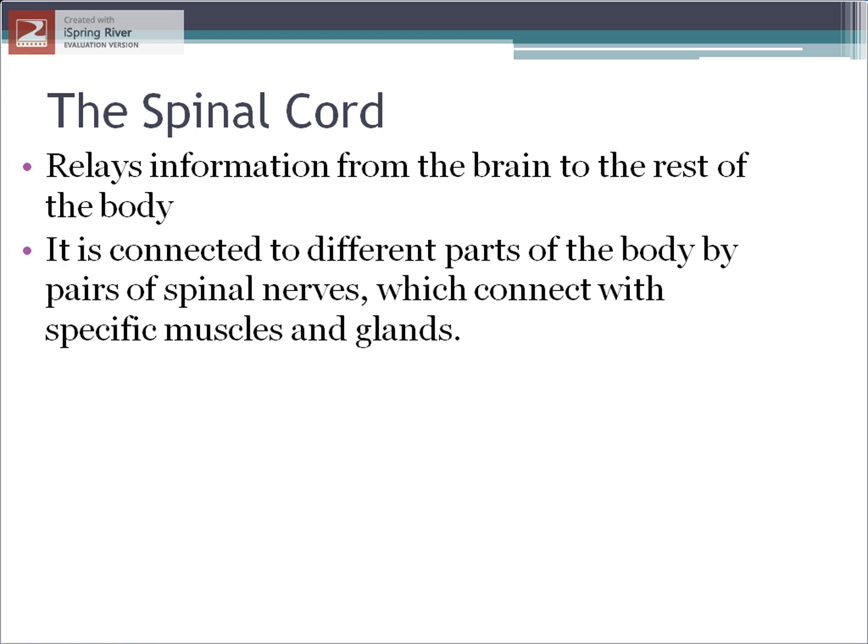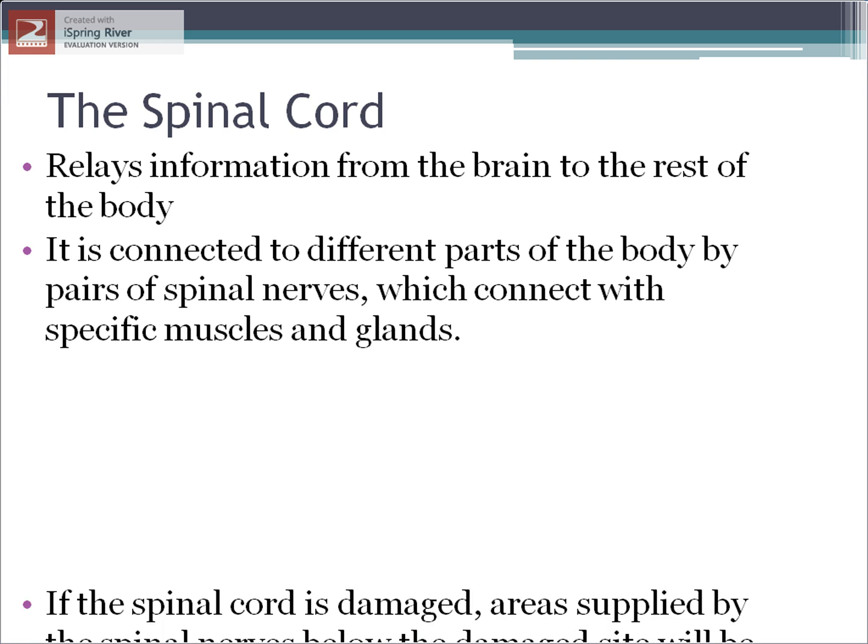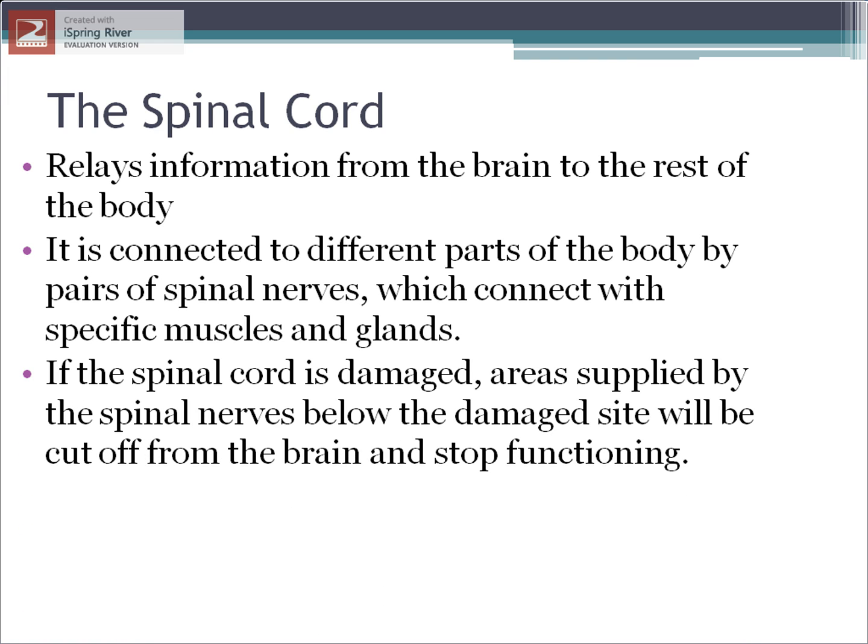For example, spinal nerves, which branch off from the thoracic region of the spinal cord, carry messages to and from the chest and parts of the abdomen. The spinal cord also contains circuits of nerve cells that enable us to perform some simple reflexes without the direct involvement of the brain, e.g. pulling your hand away from something hot. If the spinal cord is damaged, areas supplied by spinal nerves below the damaged site will be cut off from the brain and will stop functioning.